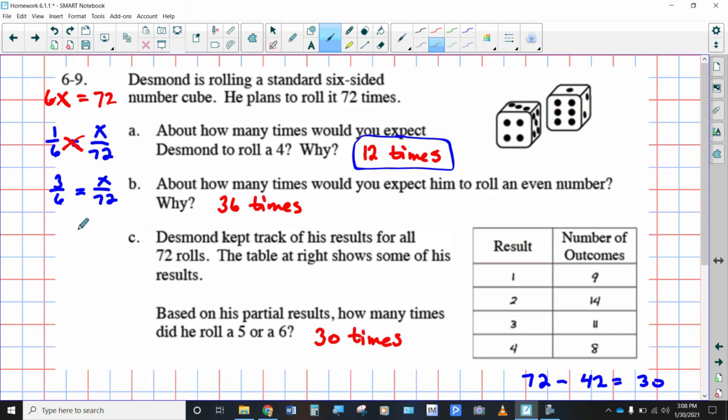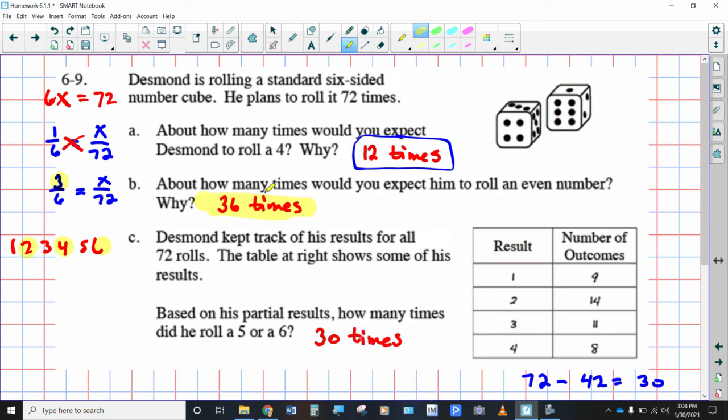About how many times would you expect to roll an even number? Well, what are all the even numbers? You got 1, 2, 3, 4, 5, and 6. So 2, 4, and 6. That means you got 3 even numbers. So it means half of them are even, right? So your probability of getting an even number on a die is 1/2. So half of the time we would expect to get evens. So half of 72 is 36.